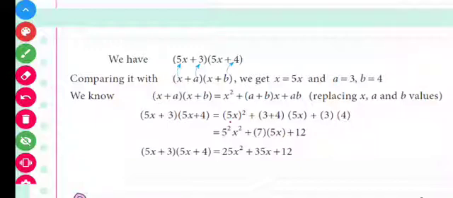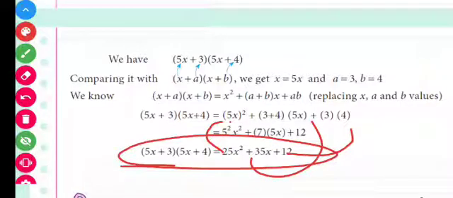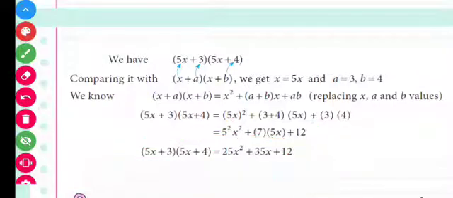5x square gets further converted as 25x square. 3 plus 4 is 7. 7 into 5 is 35. So this is 35x, and 3 into 4 is 12. So this is your final answer for this problem. Okay, so I hope you all understood solving the problems with these identities.